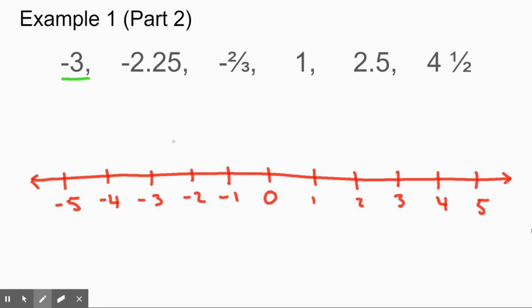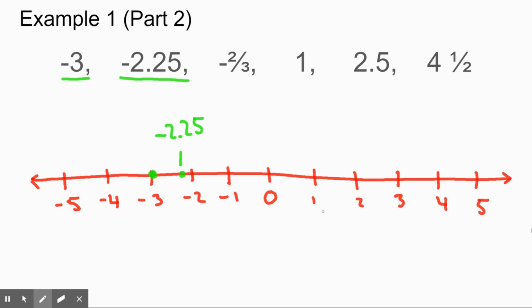Negative 3 is an integer, so that's easy enough to find where that should go. So it'll be negative 3. Negative 2.25, that's going to be a little bit trickier. We know it's going to be in between negative 3 and negative 2. And if we think about positive 2.25, it would be closer to 2. Which means negative 2.25 should be closer to negative 2. About there. It doesn't need to be perfect, it just needs to give us the idea.